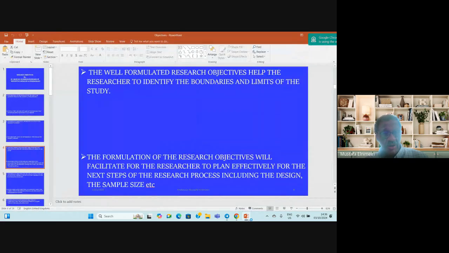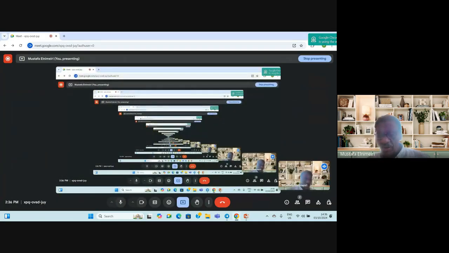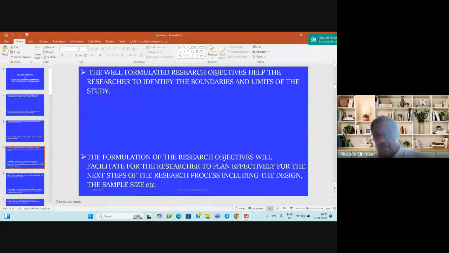or the research project. The formulation of the research objective will facilitate the researcher to plan effectively for the coming steps of the research process: which design to select, what about the sample size, which sampling technique. All these issues are related to the well-formulated research objective. If you properly formulate the research objective, then the coming steps will be easier to implement.